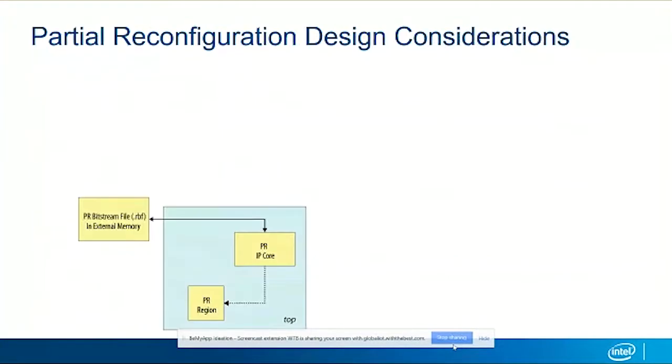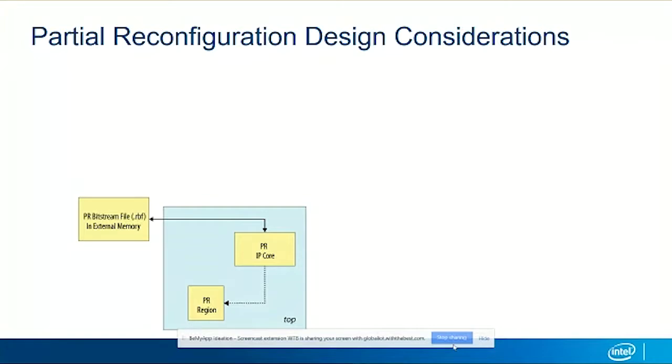So there are some design challenges that are unique to partial reconfiguration. The first is that if you look at this diagram on the screen, you have to instantiate a PR IP core in your design. This controls the programming of the bit stream into the PR region, which is shown in the diagram. It ensures that the correct bit stream is applied to the PR region.